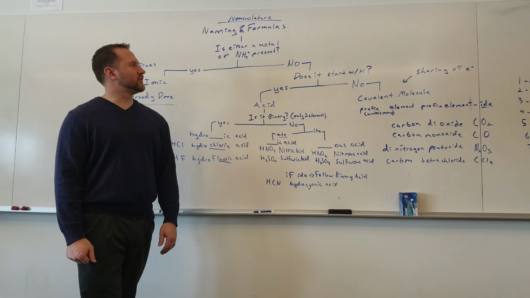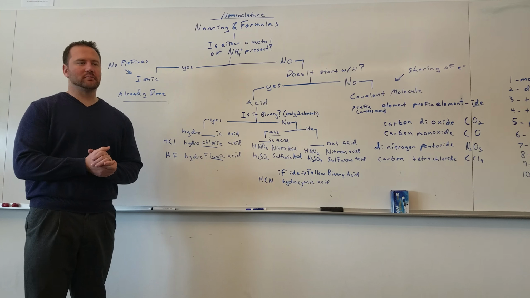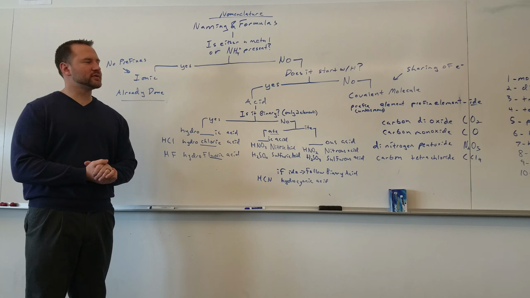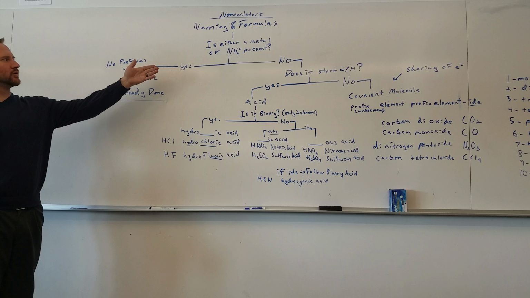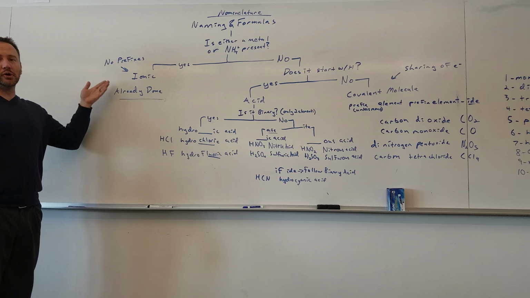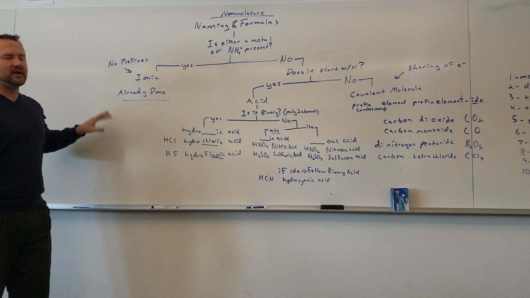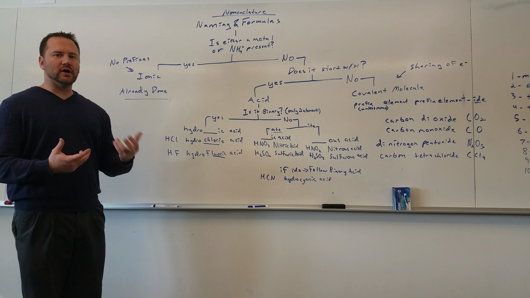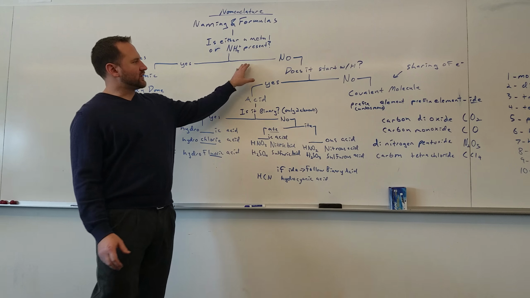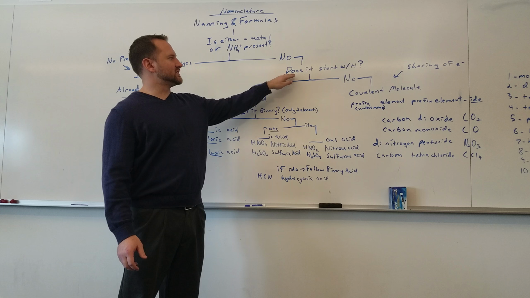In this video, we're going to finish off our flowchart for naming molecules and compounds. In the last video, we talked about ionic compounds, so that's when you have either a metal or ammonium present. You don't use prefixes, and we've already done that. In this one, we're going to focus on the rest. So if it's only nonmetals, you have to ask yourself one other question. Does it start with H?